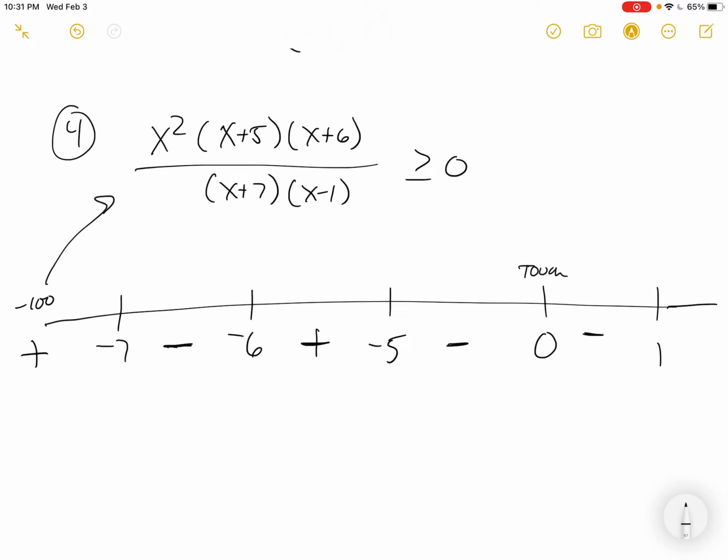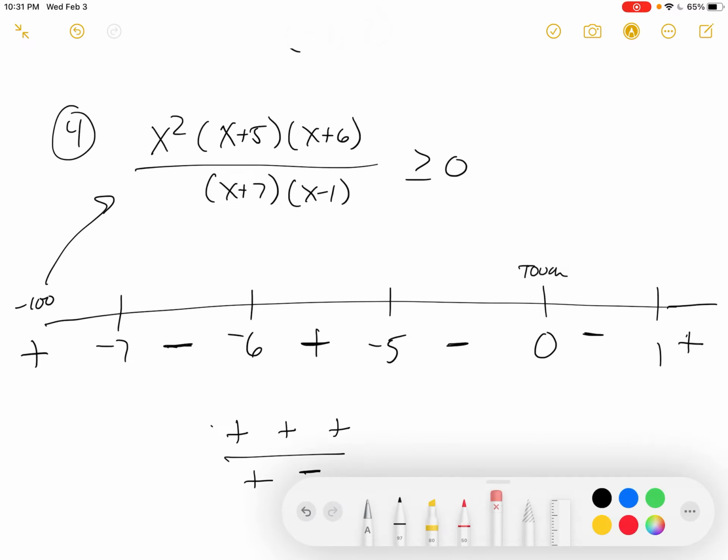We can try that again. We can try something like 1/2. 1/2 squared is positive. 1/2 plus 5, positive. 1/2 plus 6, positive. 1/2 plus 7, positive. 1/2 minus 1, negative, so it will be negative. And then on the other side of 1, it's going to jump to the other side, right? It's going to go from negative infinity to positive infinity because that's a vertical asymptote.